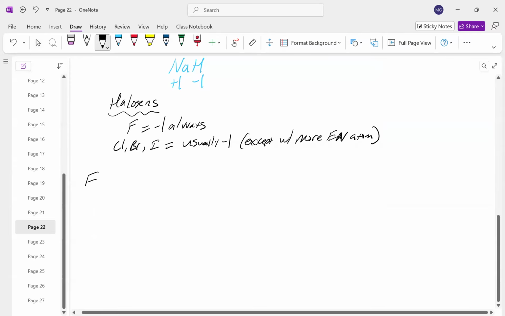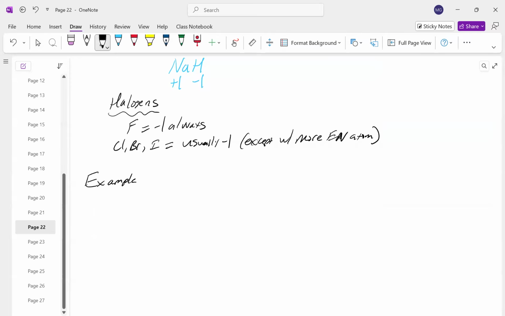All right, so let's look at a couple quick examples, and this is something that you will need to do. I'll just give you a formula of something, and you should be able to tell what the oxidation states of the atoms are. So let's look at H2S, sulfite, and sodium sulfate.